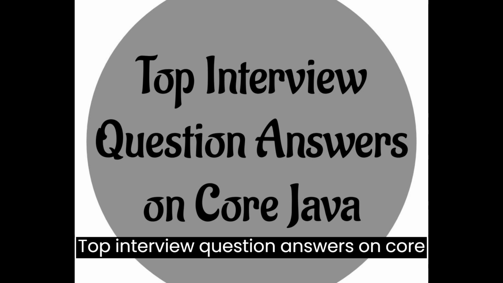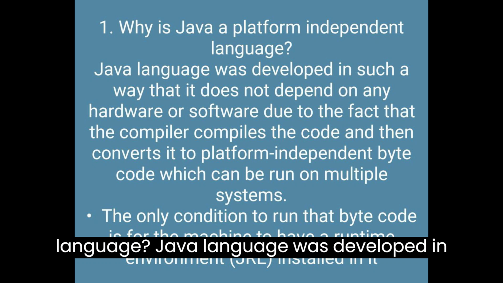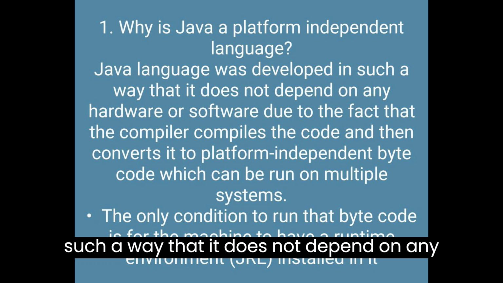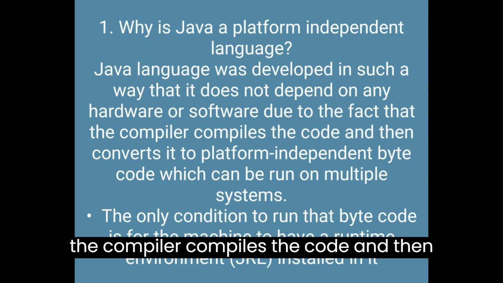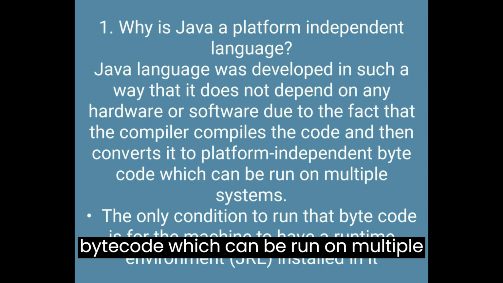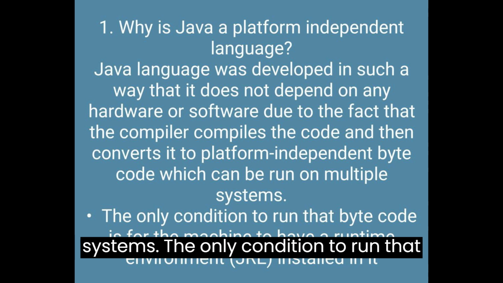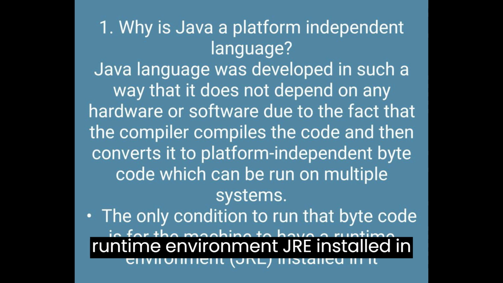Top interview question answers on Core Java. 1. Why is Java a platform-independent language? Java language was developed in such a way that it does not depend on any hardware or software due to the fact that the compiler compiles the code and then converts it to platform-independent bytecode which can be run on multiple systems.